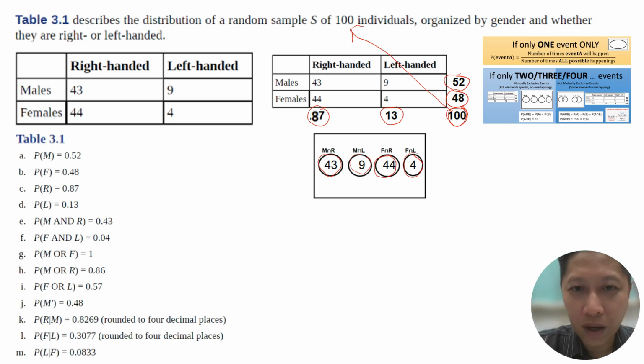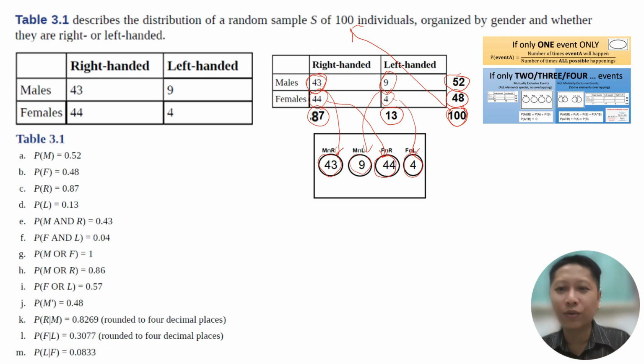43 will be male and right hand. Here, 43. Males using the left hand will be 9. Females, 44 using their right hand and 4 using their left hand. So the contingency table can be converted into the Venn diagram. And why Venn diagram? Because it can help us to define whether this falls under mutually exclusive or not mutually exclusive events. We'll look at some of the probability calculations here.